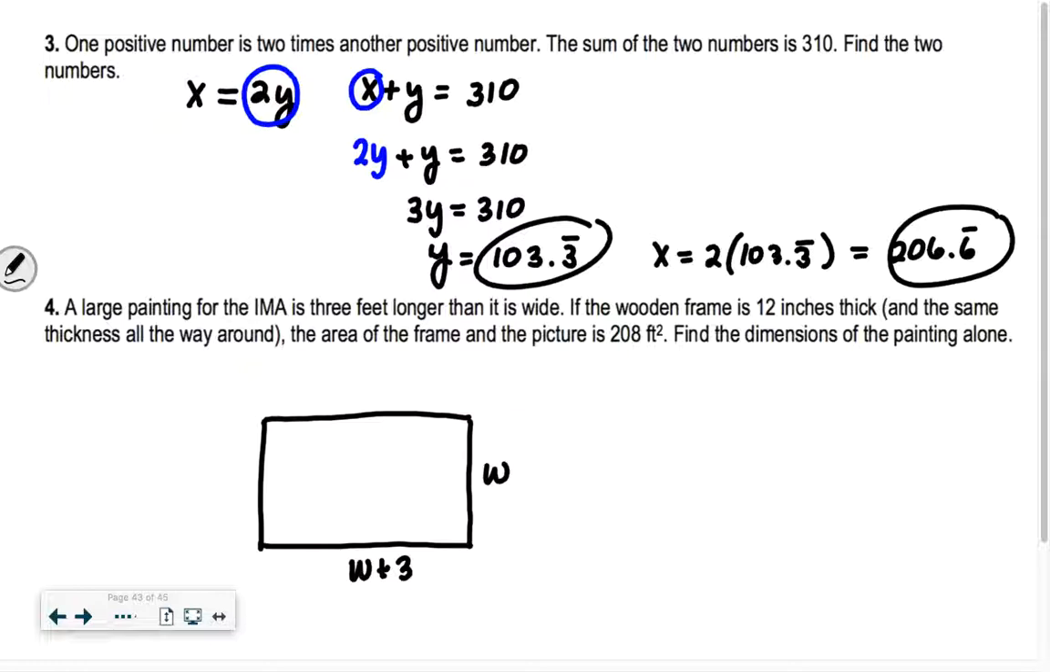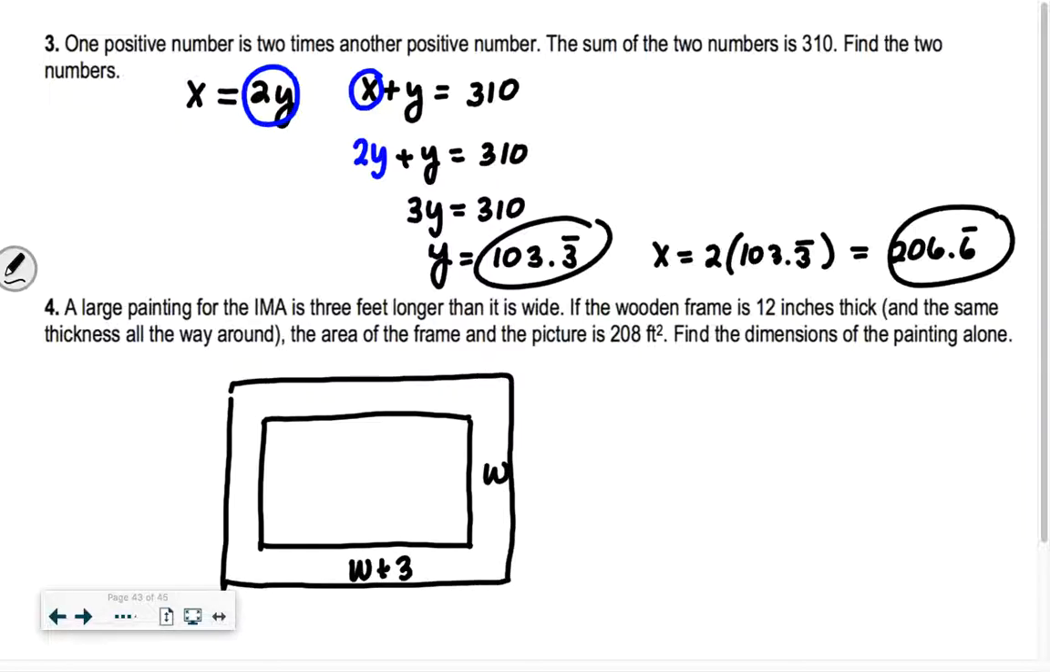If the wooden frame is 12 inches thick, so going all the way around we have 12 inches, and the area of the frame is 208 feet squared, find the dimensions of the painting alone. Okay, so what do you guys notice about this problem? Are there any red flags?